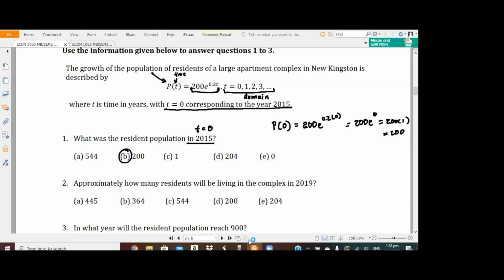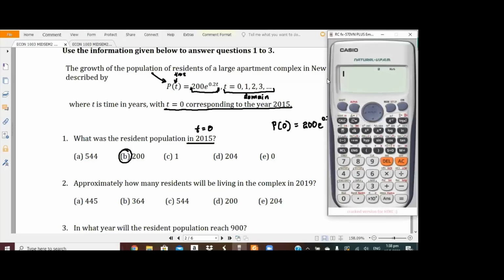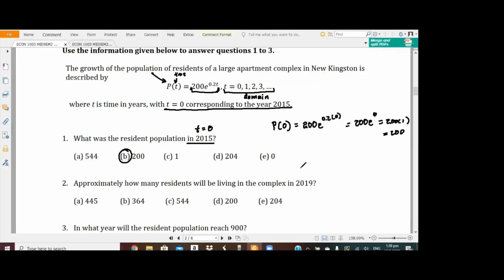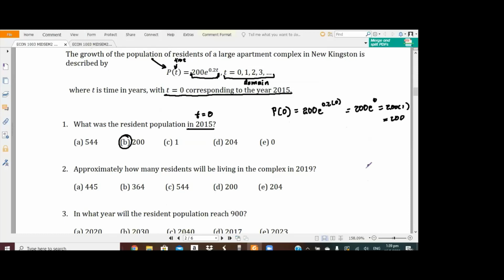But if you don't believe me, let me show you on a calculator, right? So if I put 200 times e to the 0, shift e to the 0, you get back 200, all right? So you see that even if you put it in the calculator, it comes back. So if you ever don't know, you can put it in the calculator. I'm hoping that you guys get a calculator for the exam, and that will be able to help you out. All right, so our first question is nothing too hard. I guess your teacher wanted to start easy, so you feel good about yourself, right?